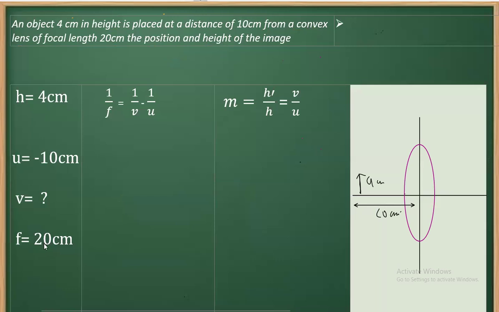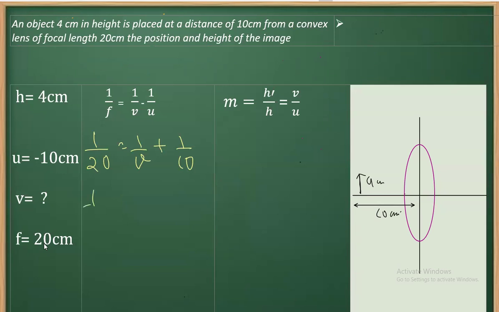Now we are going to do this question by using the lens formula, which is 1 over f is equal to 1 over v minus 1 over u. Now I'm going to replace f, and f is given as 20. So I'll write 1 over 20 is equal to 1 over v, which is what we have to get, then we have a minus 1 over u. u is minus 10, so minus of minus is plus.